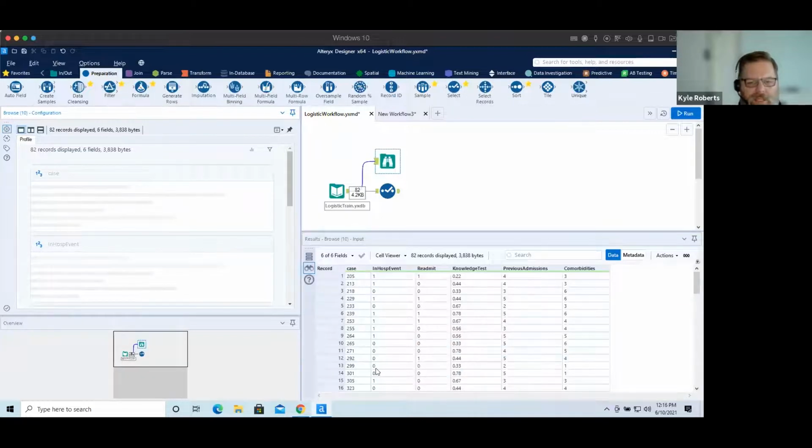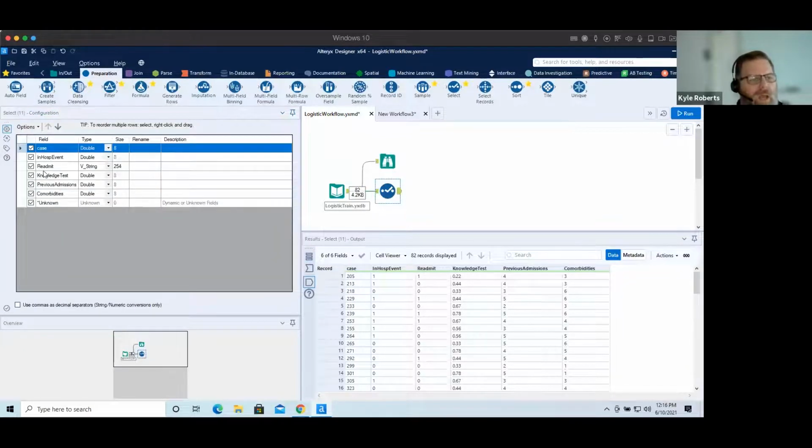So I've got all these case numbers. I've got this in-hospital event. And then I've got whether or not they're readmitted. Now, remember, if we look back at the select tool, whether or not they're readmitted, I've converted that to a string. The reason I did that is because we said before that in Alteryx, the outcome variable for a logistic regression has to be a string. Even that 1, 0 there, we have to have as a string. That's the way Alteryx likes to have it.